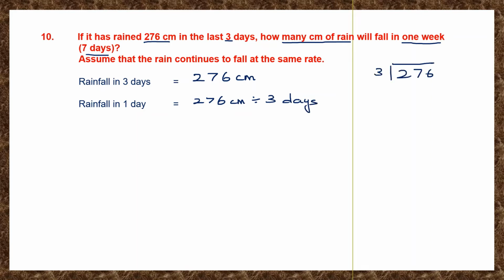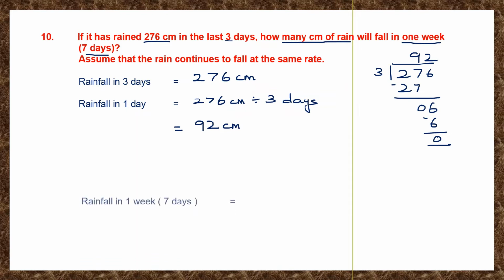Now let's do that. 27. That is 3 nines are 27, minus, we bring down 6. 3 twos are 6. So we've got 0 there. So now we have found the rainfall in 1 day was 92 centimeters. This is for 1 day. Now we have to find for 1 week.